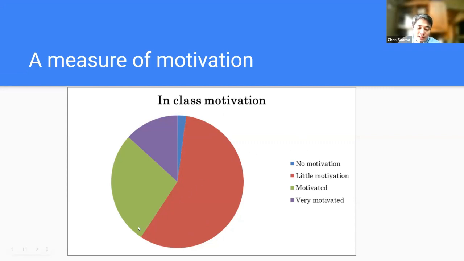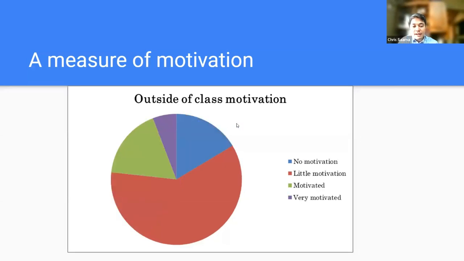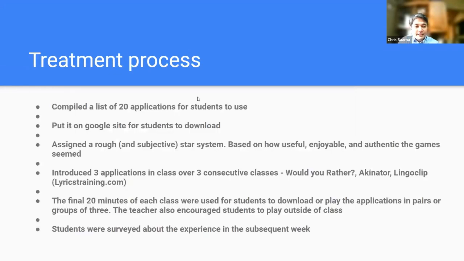But fortunately, about 40% of students had motivation or were very motivated to study English in the class. And outside of the class, as you can see, it's a lot bleaker story, but about 75% of students said they had no motivation or little motivation to study outside of class, but 25% were motivated or very motivated to study English outside of the class. And now I'm going to talk about the treatment process.